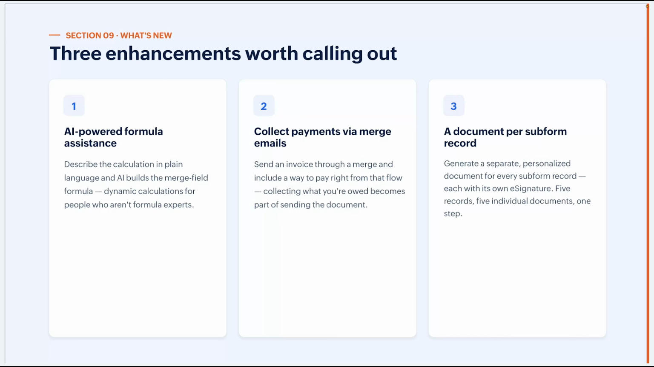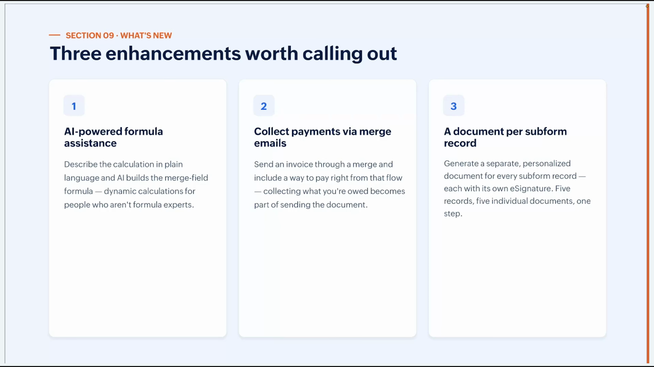Second, collecting payments through merge emails. When you send a document like an invoice through a merge, you can now include a way for the recipient to pay right from the generated email. So the document and payment aren't 2 disconnected steps anymore. Collecting what you're owed becomes part of sending the document.